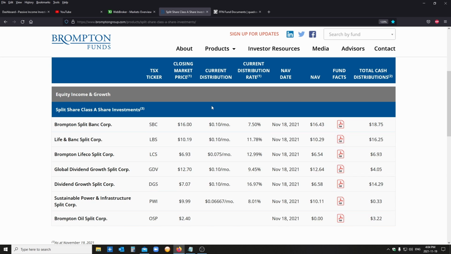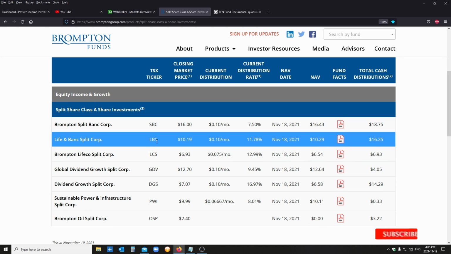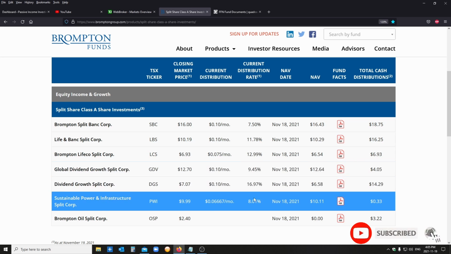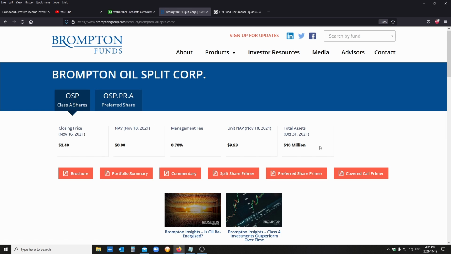So I'm on the menu for the Brompton ones, and you could see here all the split funds. We looked at LBS, we looked at GDV, they have some other ones, but you could see this one here at the end doesn't have a distribution rate. It's OSP, the Brompton Oil Split Corp. This is one where the unit NAV has never recovered. It's still way under $15, so there are no distributions for the Class A shares. There are only distributions on the preferred shares, which is pretty high compared to the usual preferred shares, but that's because the preferred shares are getting everything, where the Class A shares have basically died.